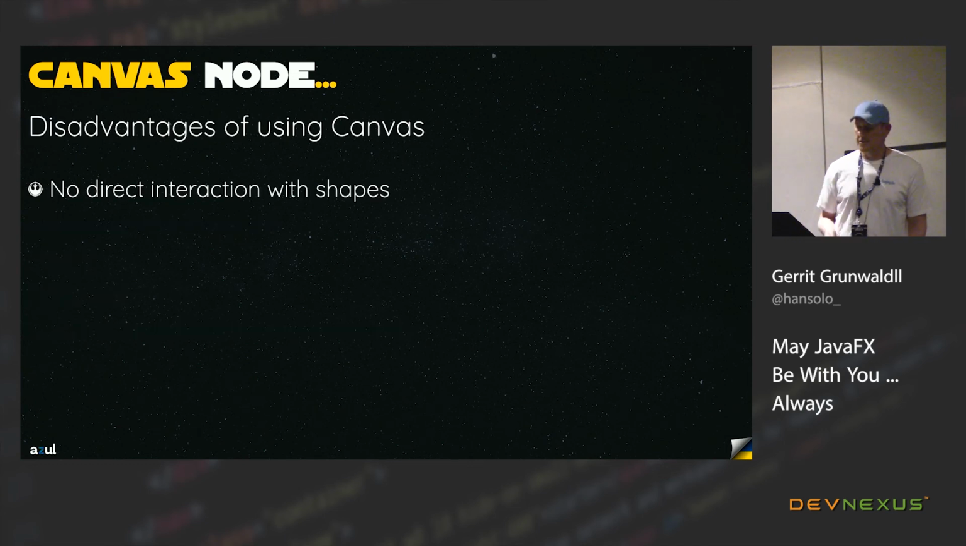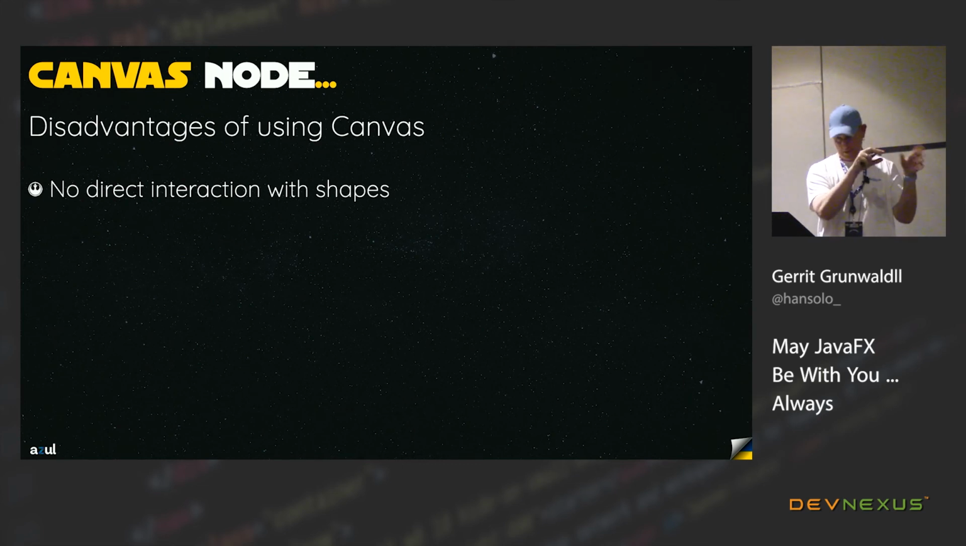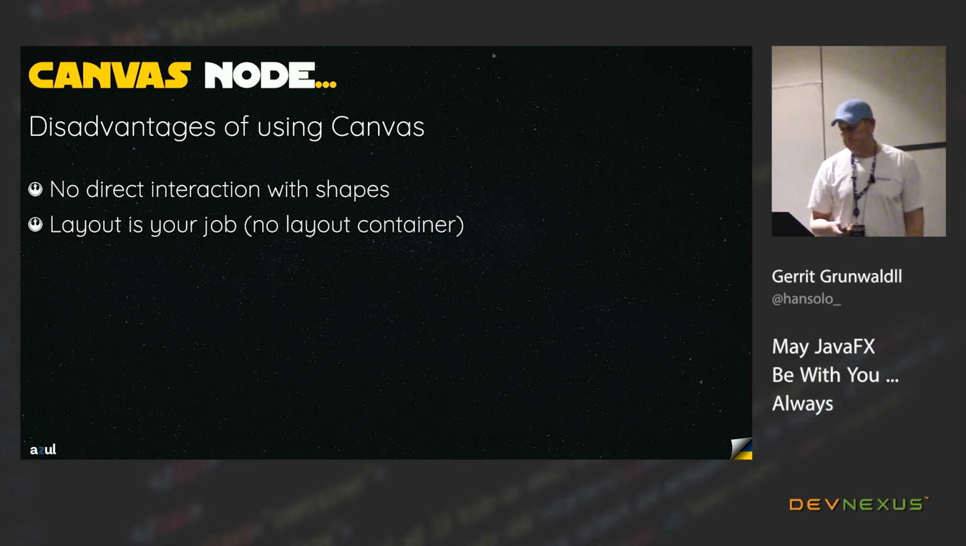There are some disadvantages, of course. You don't have a direct interaction with shapes, because this is just one node on the scene graph. The mouse handler just reacts on changes on nodes. That means you can add a listener to this canvas node, but within the canvas node, everything you draw, you have to take care about that, right? So you have to add your own listeners, keep track of the position in your canvas, and then react on this stuff. Layout is your job, so there are no layout containers in HTML5 Canvas either, so it's like Swing, you just have to draw something.